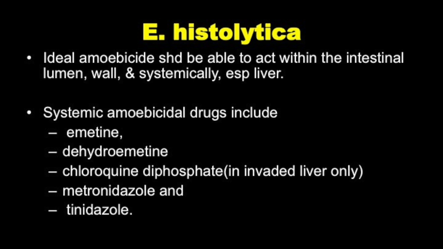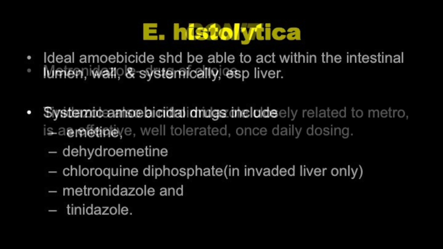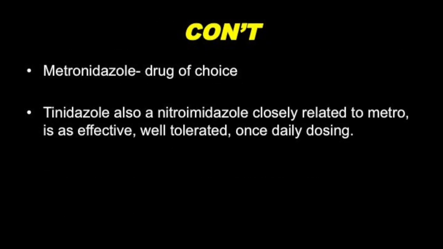It doesn't have good activity against those trophozoites that are in the lumen. And then metronidazole and tinidazole. We've seen that metronidazole is actually the drug of choice for Entamoeba histolytica. But the option can be tinidazole, which is in the same class of nitroimidazoles as metronidazole, and they are closely related. The advantage with tinidazole is that it's well tolerated by patients, and it has a once-a-day dosing. So it may be better than metronidazole in some cases. But we have metronidazole more available for our populations.